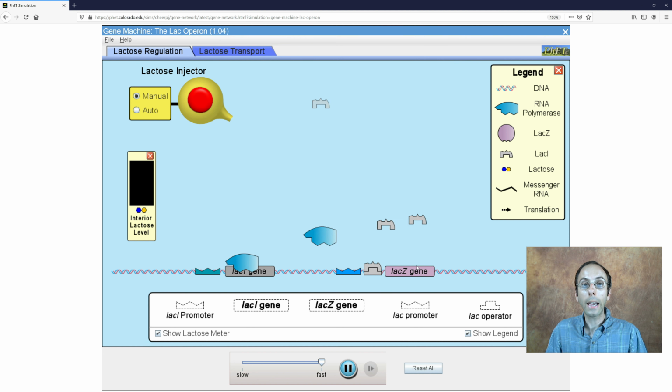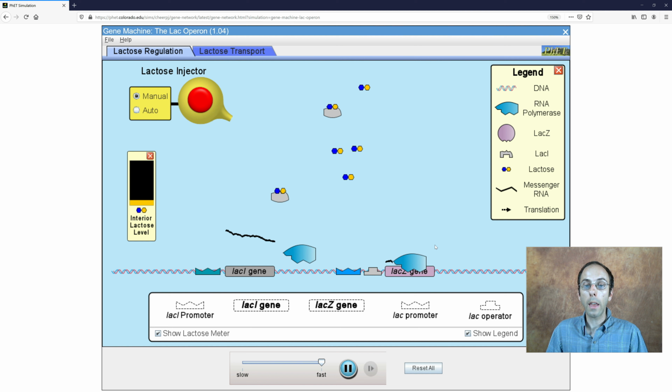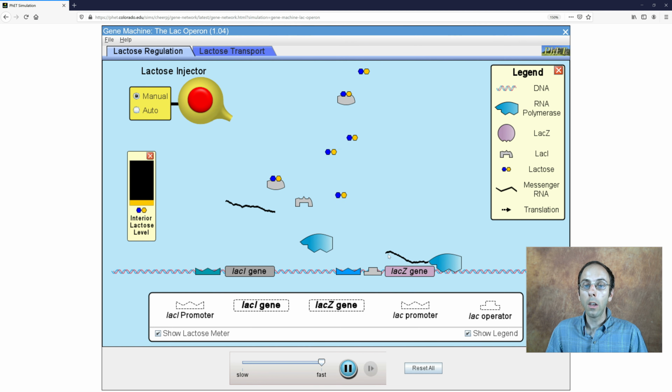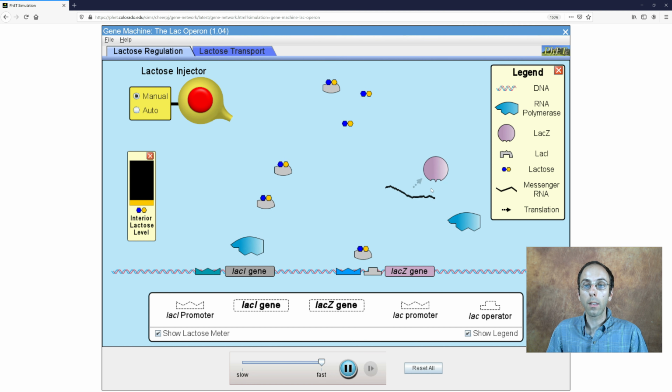We're not making the lactase enzyme. Why? There's no lactose present. So if I add some lactose, you can see our disaccharide here. When this comes through and binds to the repressor, it changes its shape. It removes that repressor. So I add a little more lactose. Now that repressor is removed, now we can make that Lac-Z gene, which is then going to go through the process of translation to form our Lac-Z enzyme.